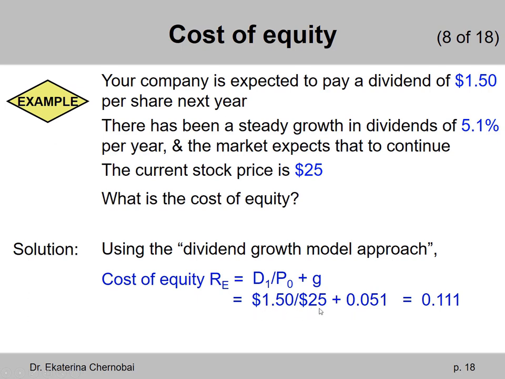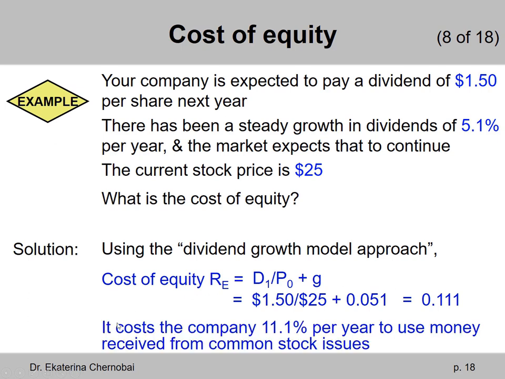$1.50 divided by $25. Then, once you have calculated this part, you add in decimals 0.051, the growth rate in dividends. And in decimals, you get 0.111. What does it mean? It costs the company 11.1% per year to use money, whatever the dollar amount is, received from common stock issues.